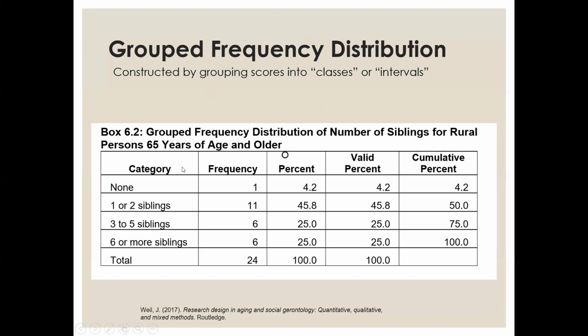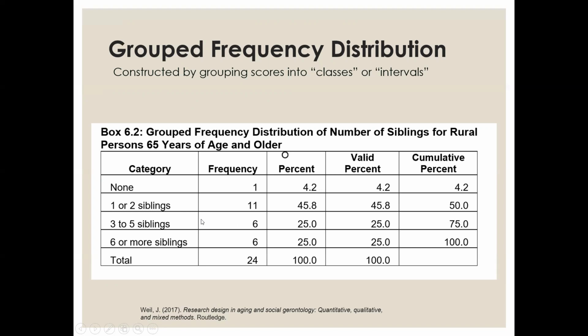So the data we had before for individual people is then consolidated. So we can see here that only 4.2% of the people said they have no sibling, they're an only child, a singleton, right? And then if we look at 1 or 2, 45.8% had 1 or 2. If we look in the upper ranges, 3 to 5 siblings, only 25% had 3 to 5, and only 25% had 6 or more.